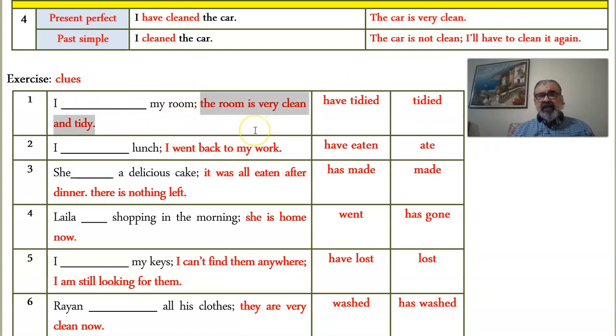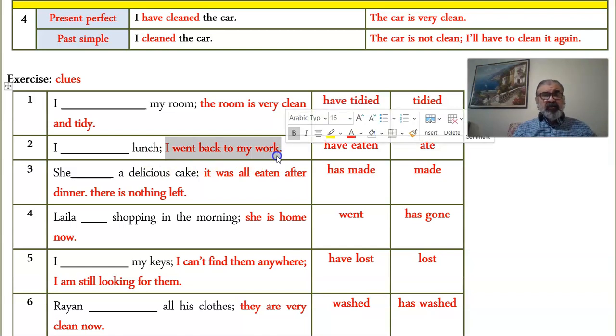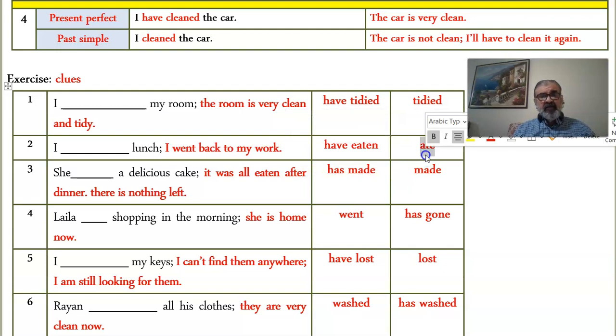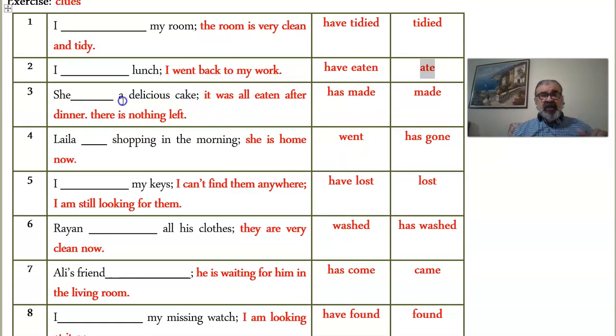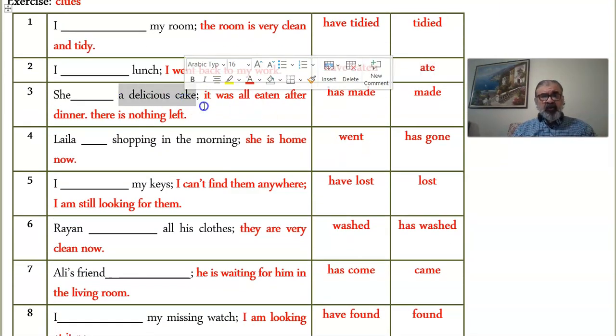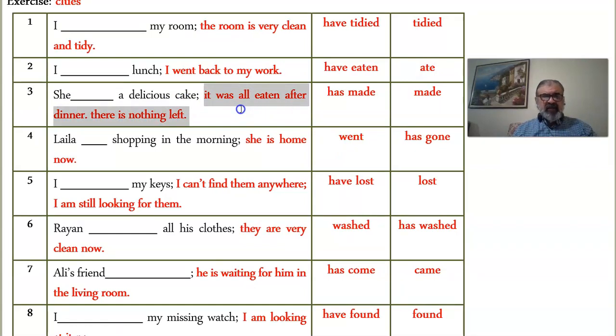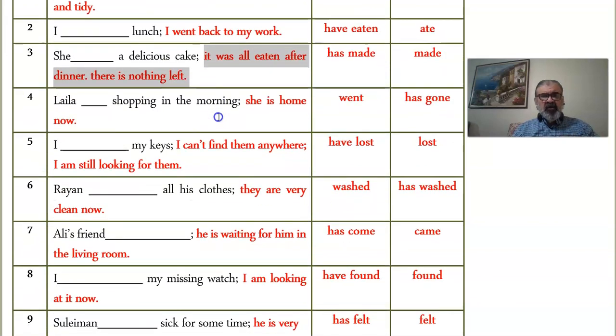Starting with the first one, my room. The room is very clean and tidy. This is connected to the present with importance and consequence. I have tidied. I cleaned. Lunch. I went back to my work. I'm not home anymore, so I'm not connected, with no consequence and importance. I ate. She, a delicious cake. It was all eaten after dinner. There is nothing left. No connection, no importance, no consequence in the present.